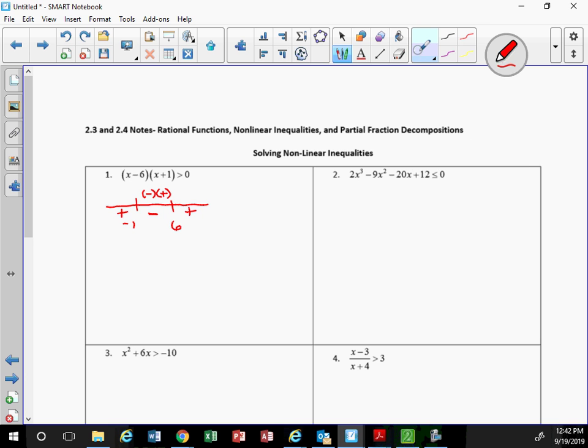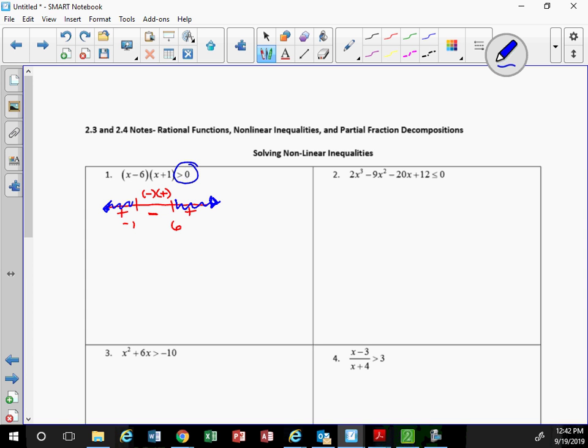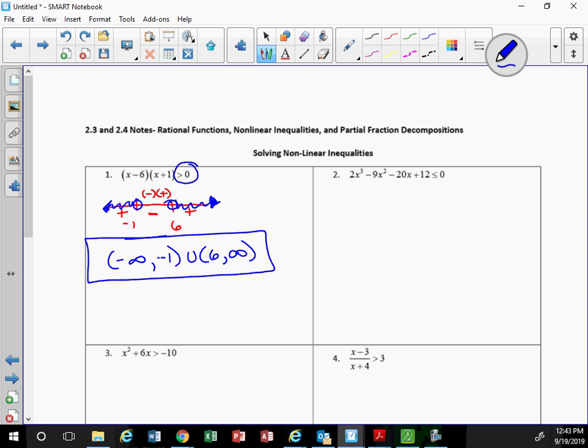All right. It is asking me, when is this greater than 0? So do you think that's the positive x or the negative middle? What about the -1 and the 6? Do I want them or not? No, it's not equal. So my answer is negative infinity to -1, parenthesis, and then union, parenthesis, 6 to infinity. Do you guys see how that's very similar to the domain stuff we were doing?